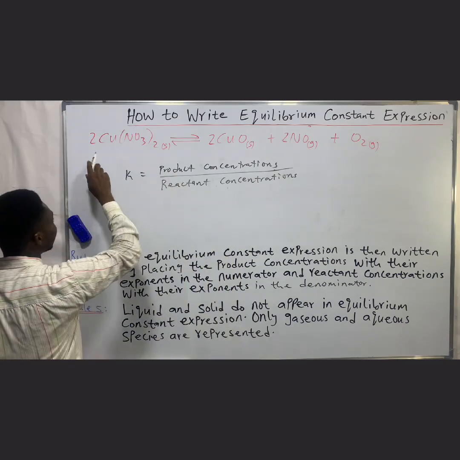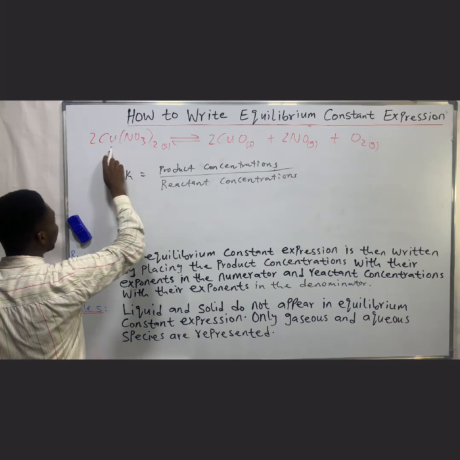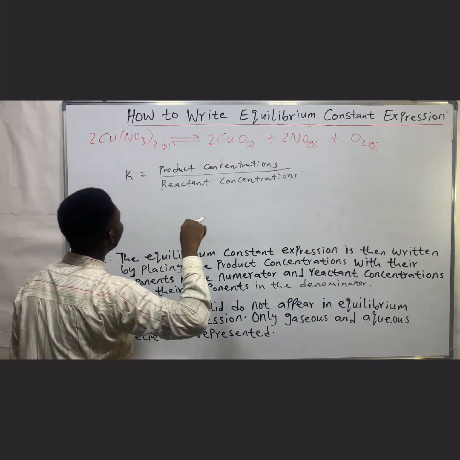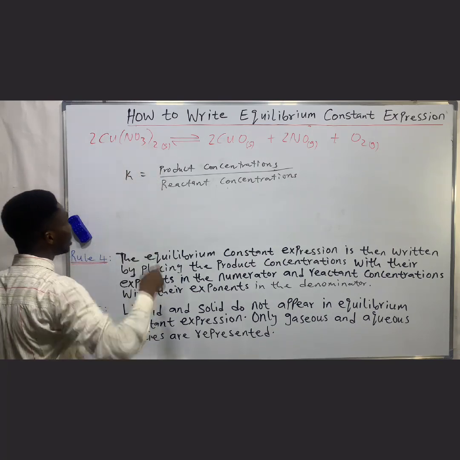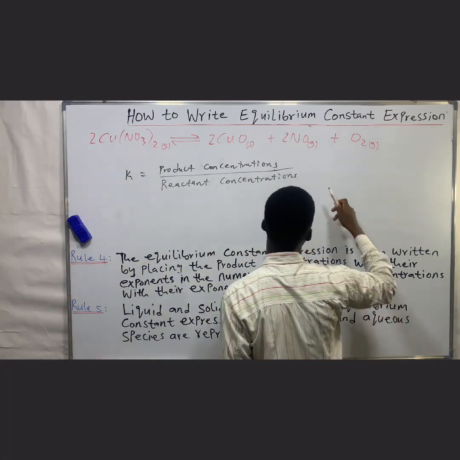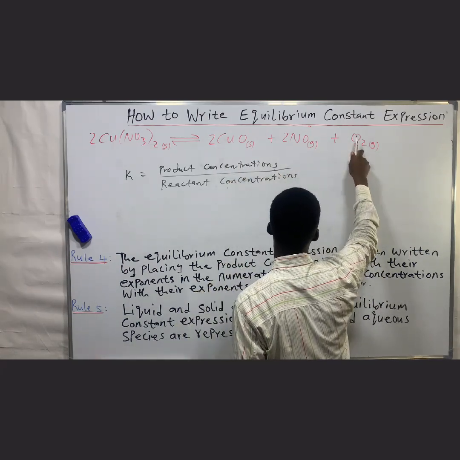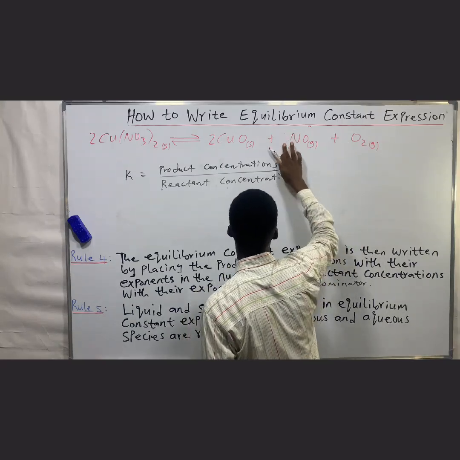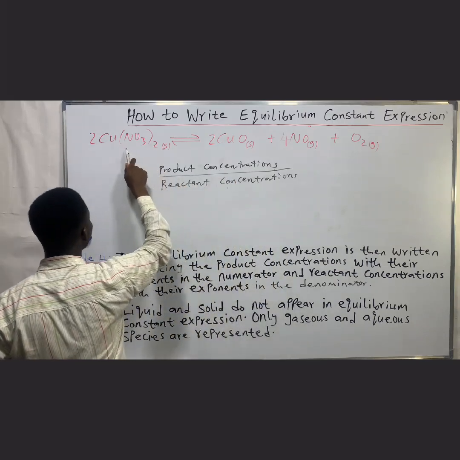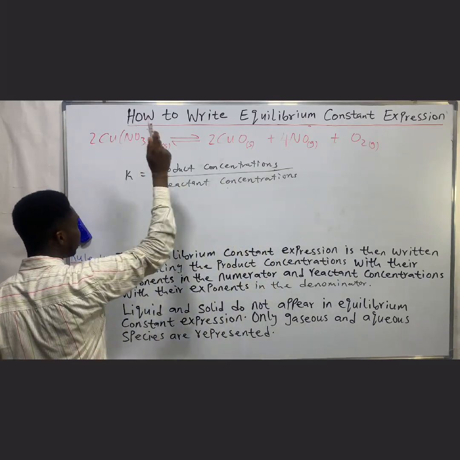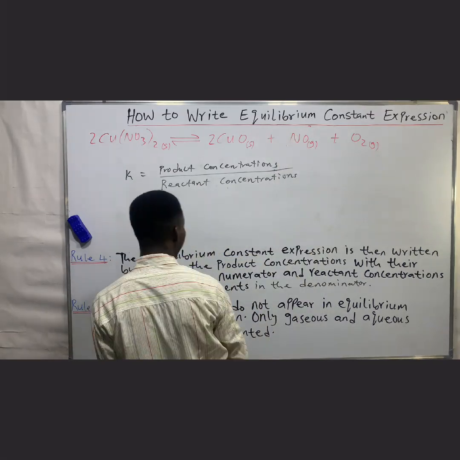What about oxygen? Oxygen is 3, 2 times 3 is 6, plus 2, that's 8. So here oxygen has to be 8. Here oxygen is already 2, and here oxygen is 2, that's 4. So I have to put 4 here, so that nitrogen is 2 plus 2, nitrogen is 4 now. So nitrogen is balanced.